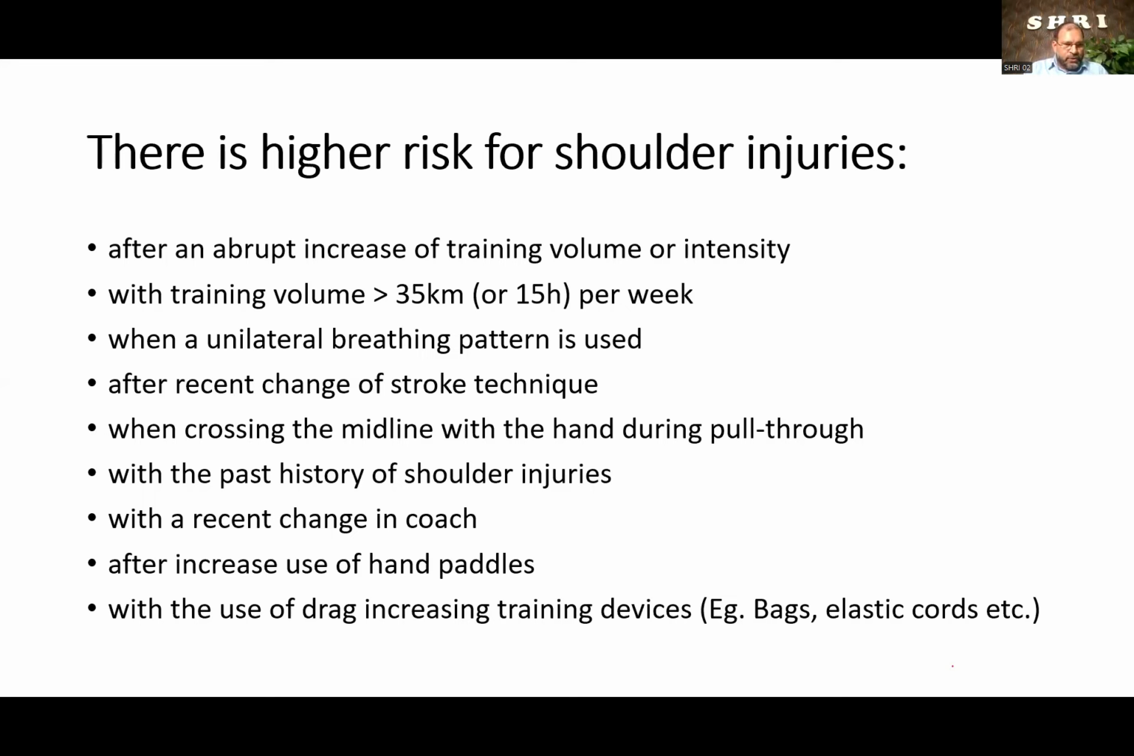Then there is increased use of hand paddles. When you use hand paddles, there will be high resistance or drag force. If they use these hand paddles for a long time, they will give more load to the shoulder joints. When the load is increased, it may injure. And the last one is the use of drag-increasing training devices, whatever the device which increases the drag, because drag force is acting against the propulsion. So it's a resistive force.